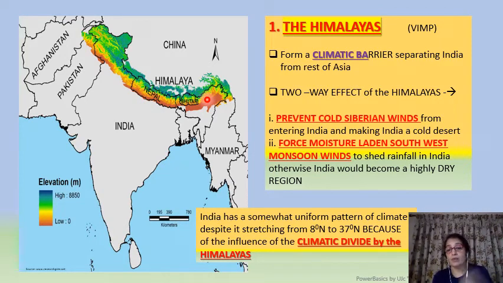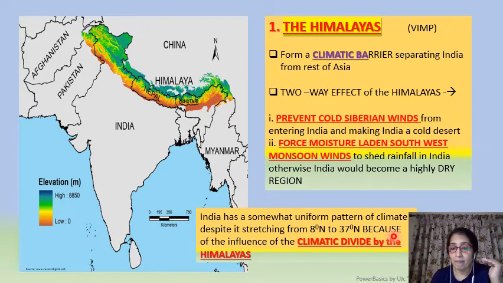So, two-way effect of the Himalayas. From the north, they prevent us from becoming a cold desert. From the south, they help us from not becoming a dry region. India has a somewhat uniform pattern of climate despite its stretching from 8 to 37 degrees north.